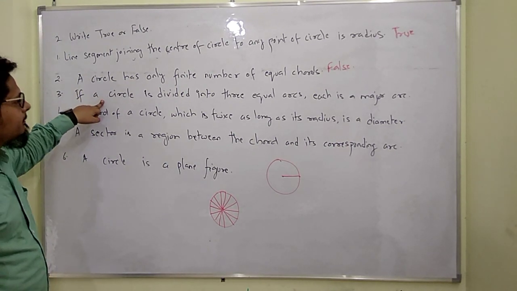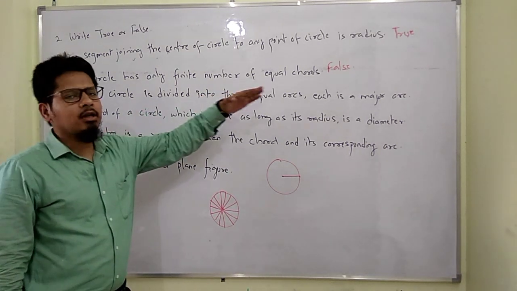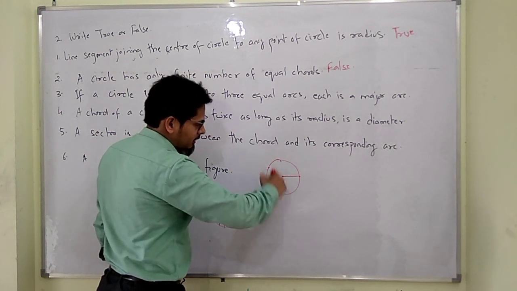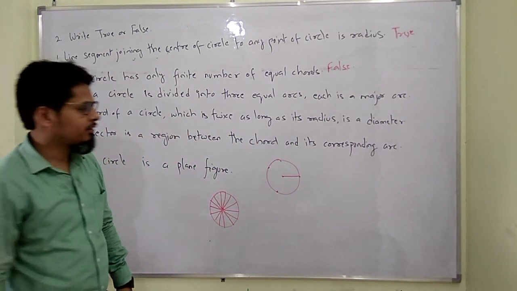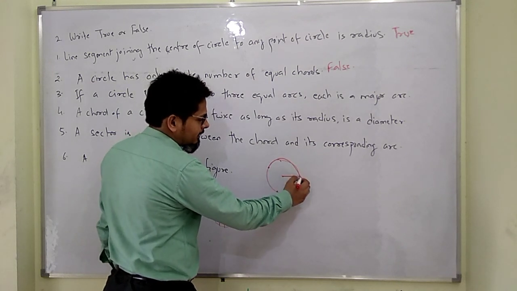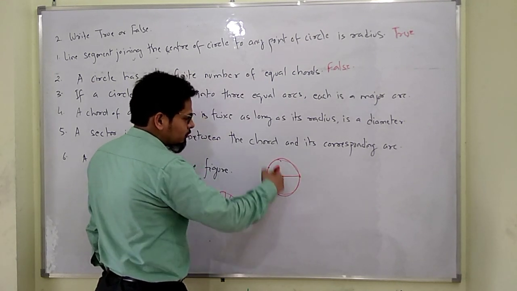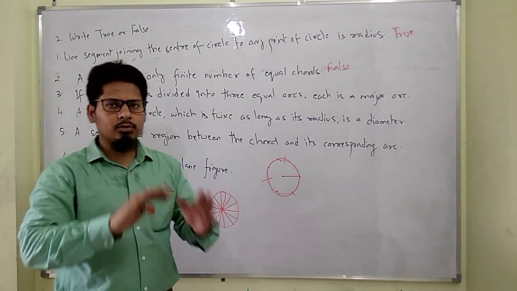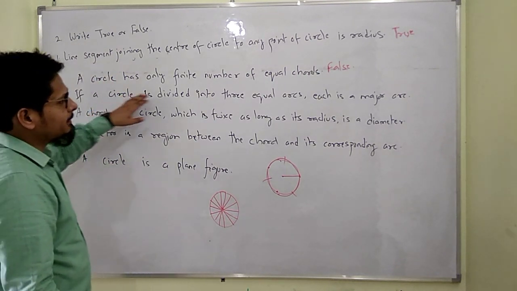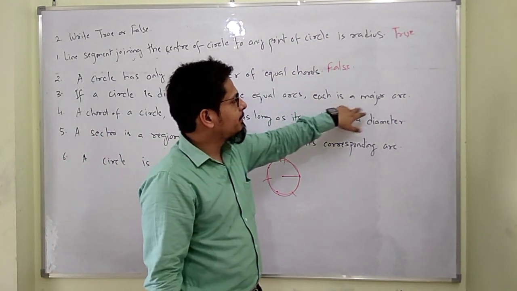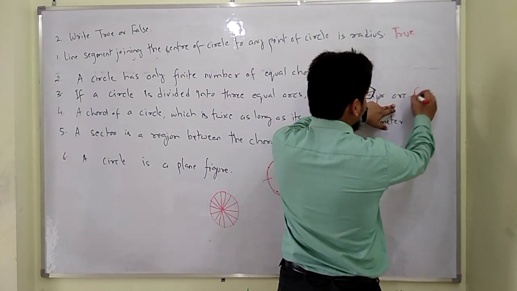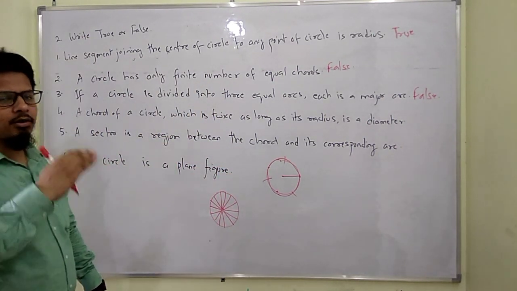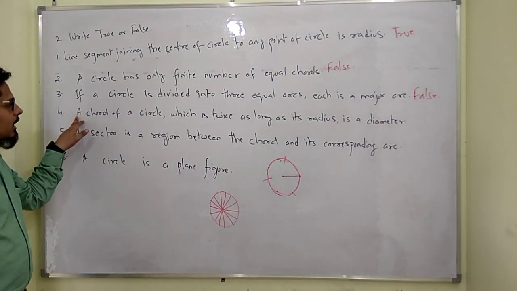Third is: if a circle is divided into 3 equal arcs, right? So you divide, I just divide the whole circle into 3 equal arcs. This is arc first, arc second, and arc third, right? So all arcs are equal to each other, and it is asking whether each is a major arc, right? So this is false. All arcs will be equal to each other, right?